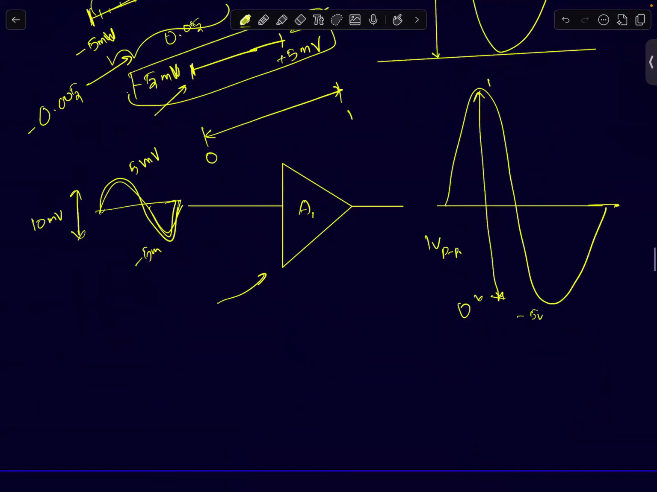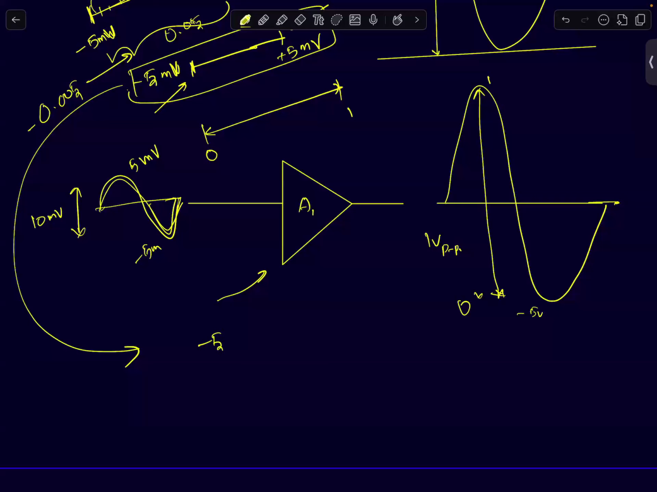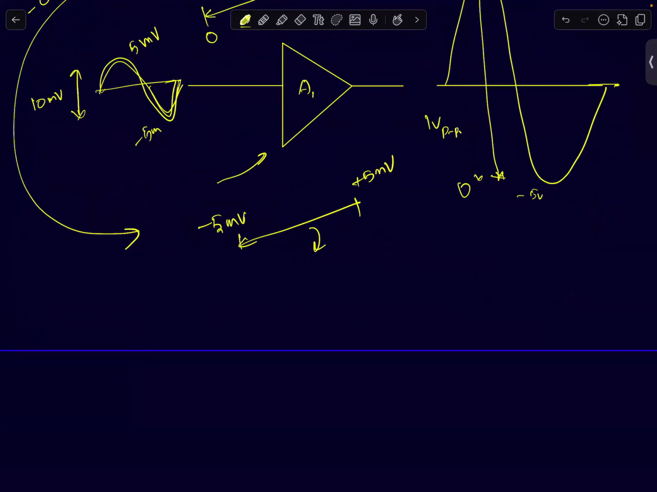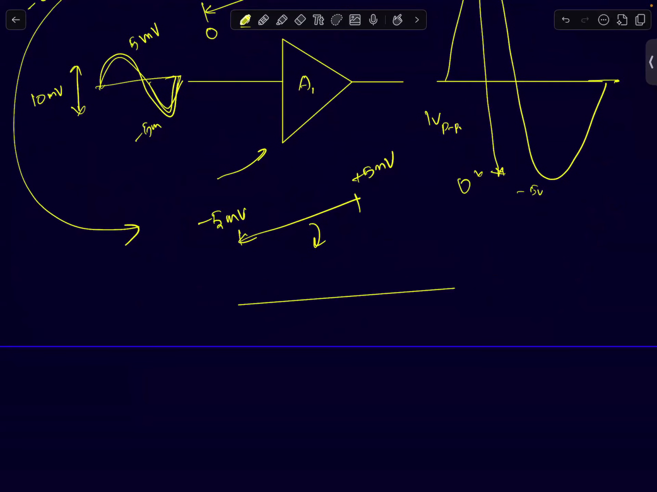So let's take this interval, minus 5 millivolts to plus 5 millivolts, and amplify it first. If I amplify this by a factor of 100, what do I get? I get minus 0.5 to plus 0.5. And then I need to shift, I need to convert this to 0 to 1. What should I do? I have a set of numbers which are going from minus 0.5 to plus 0.5. I need to convert it to 0 to 1. What should I do?